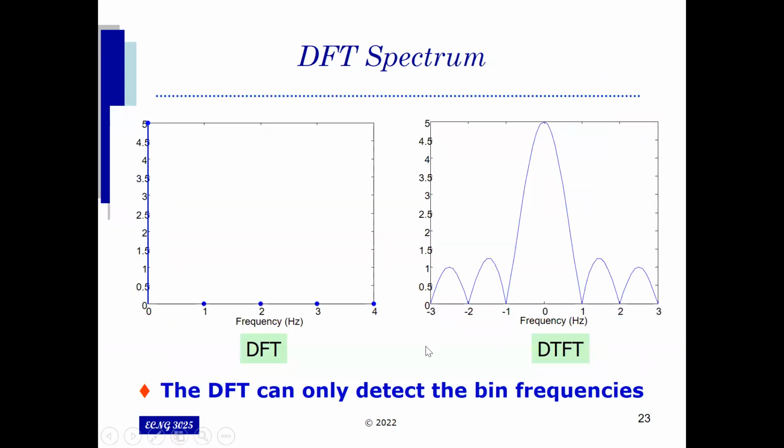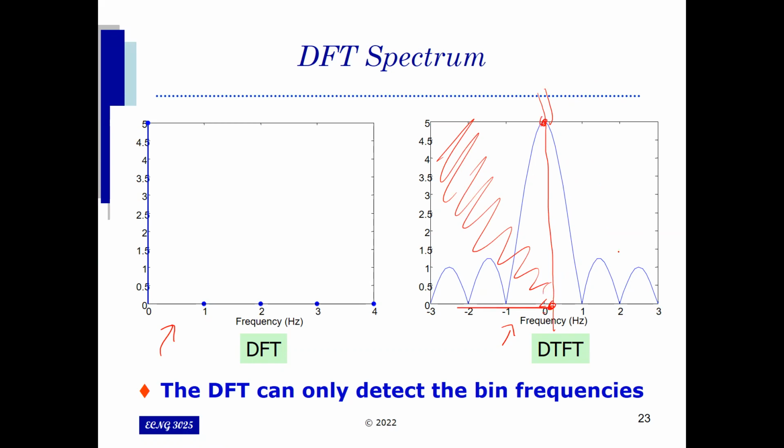If I plot it out, this is what the spectrum looks like. The one on the left is all the DFT can detect. The one on the right is the discrete-time Fourier transform. If we ignore the negative frequencies, notice that for the DTFT we had a DC value here, and it was saying a zero here, but because it's continuous, it's able to pick up components between these points.